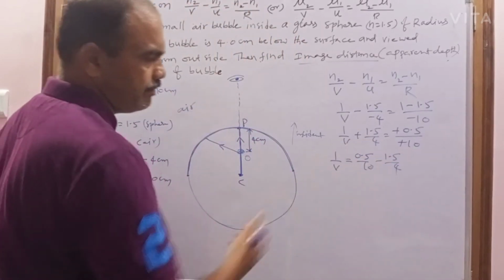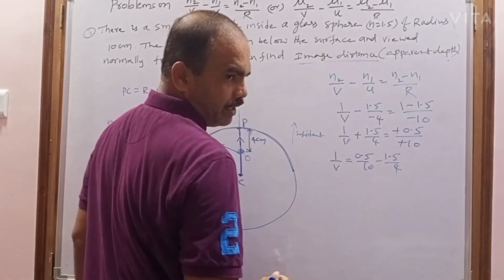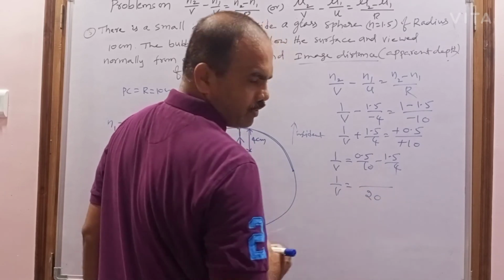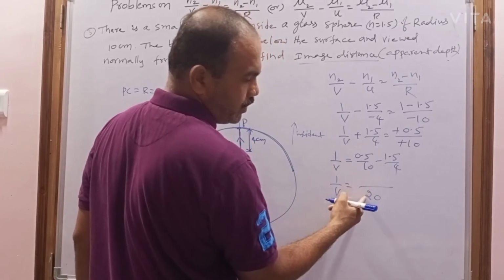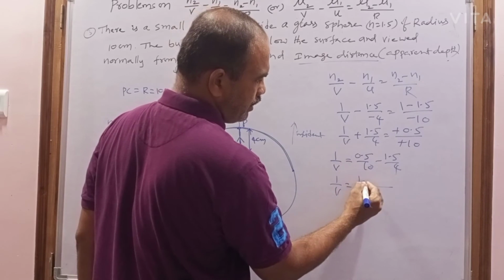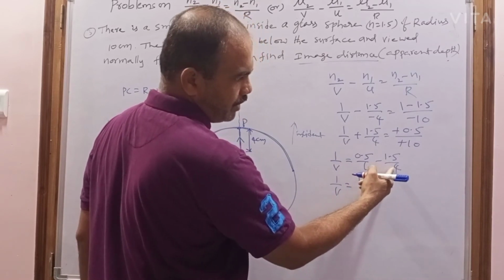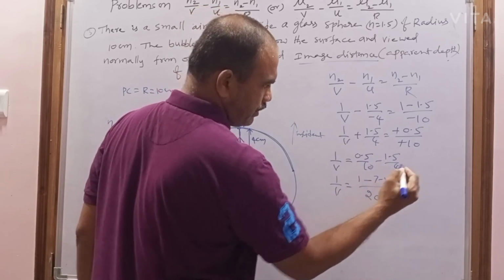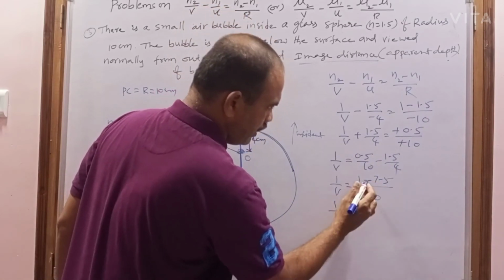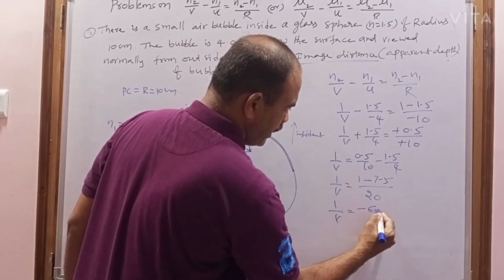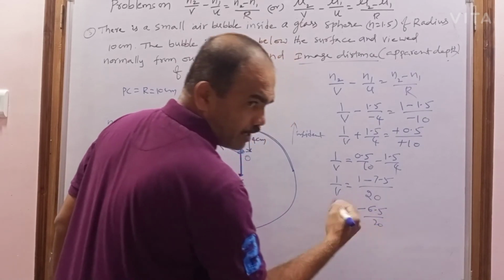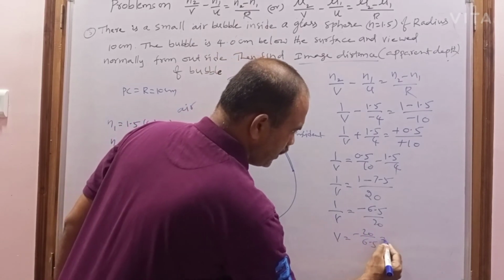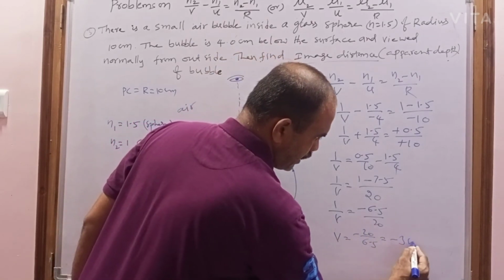Next do the LCM. What is the LCM of 10 and 4? 20. So 1 by v equals, over 20: with what value is 10 multiplied to get 20? 2 into 0.5, 1. With what value is 4 multiplied to get 20? 5 into 1.5, 7.5. So 1 by v equals 1 minus 7.5, which is minus 6.5 by 20. When I invert it, you get v equals minus 20 by 6.5, approximately minus 3 centimeter.